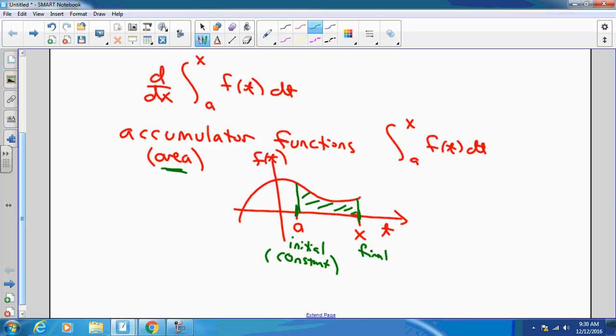And so we can represent that accumulation process like this. So now what we're asking is, if x changes by a little bit, in other words, as I am in the process of going from x to x plus h, what is the rate of change of my accumulator function?